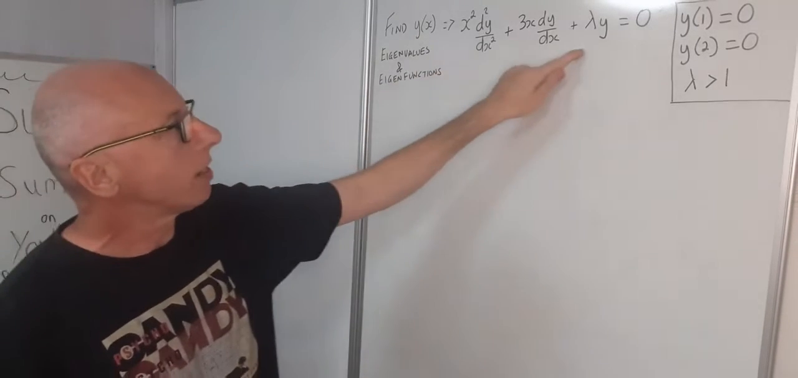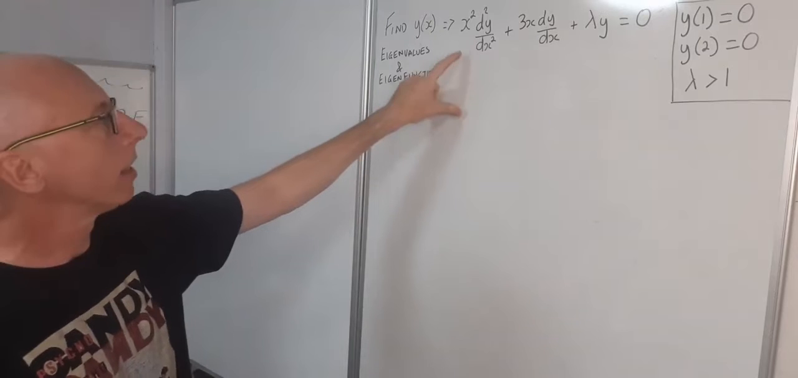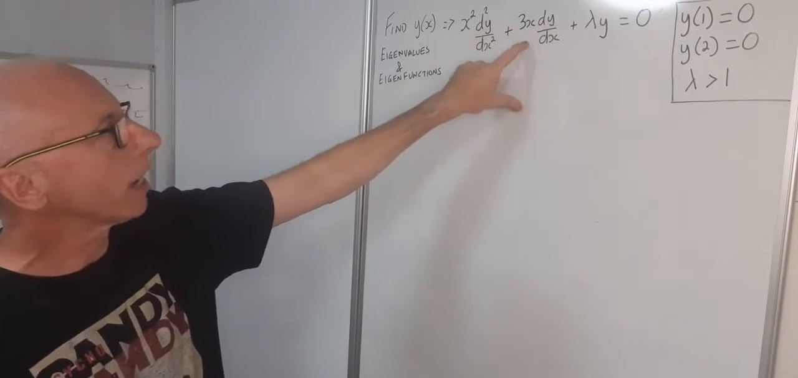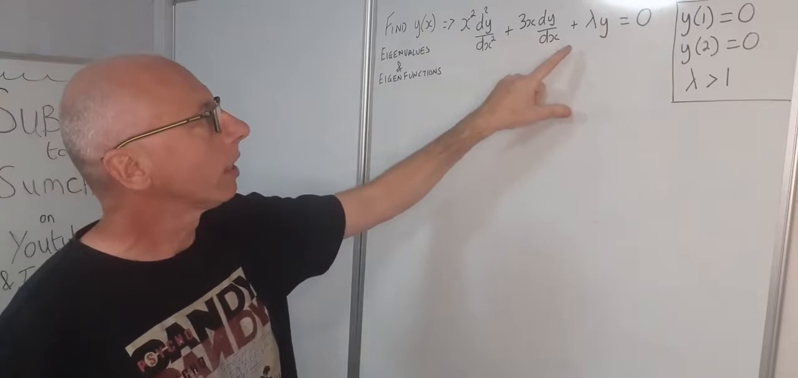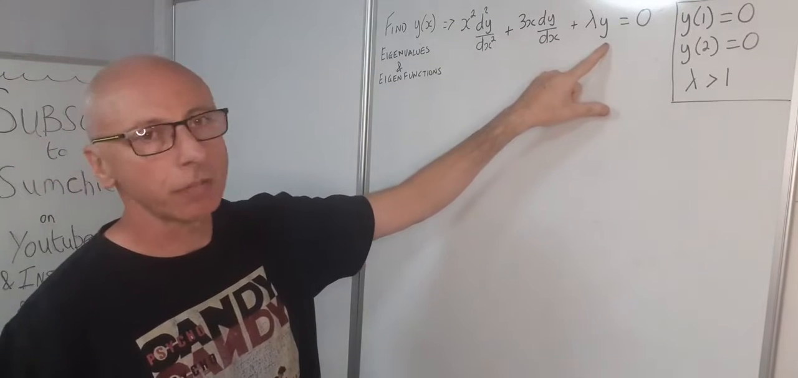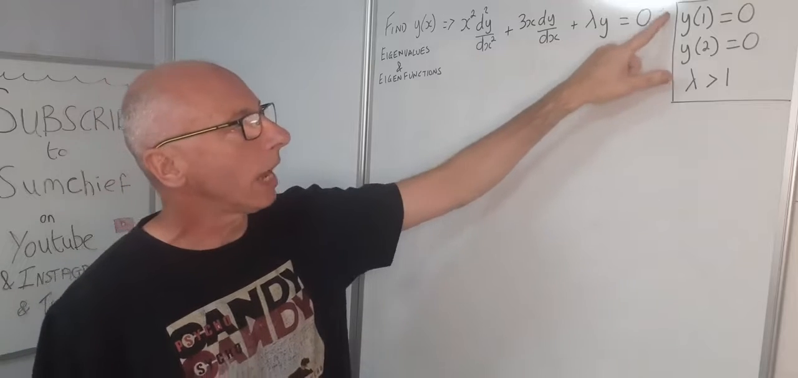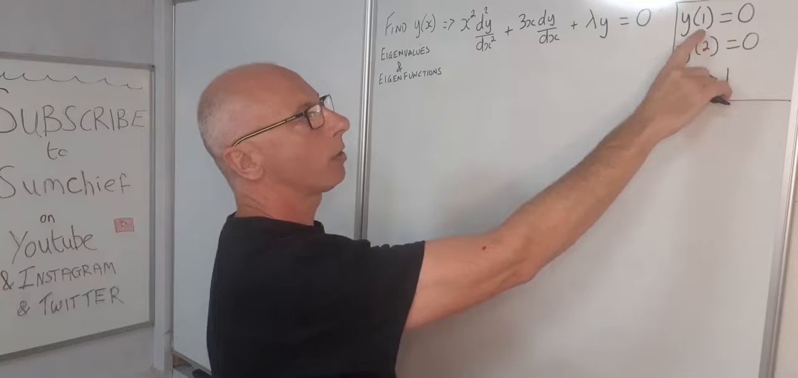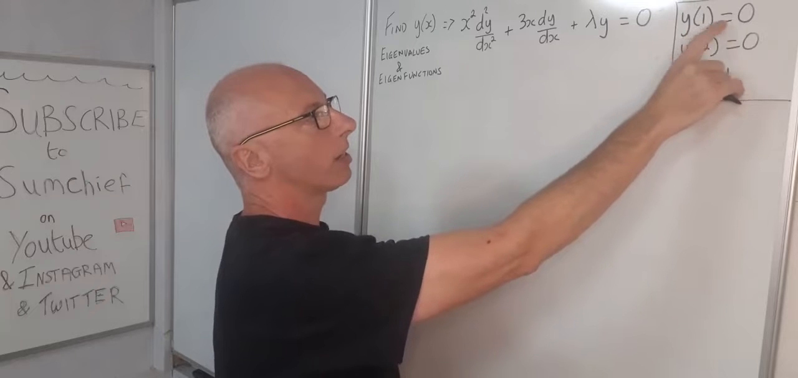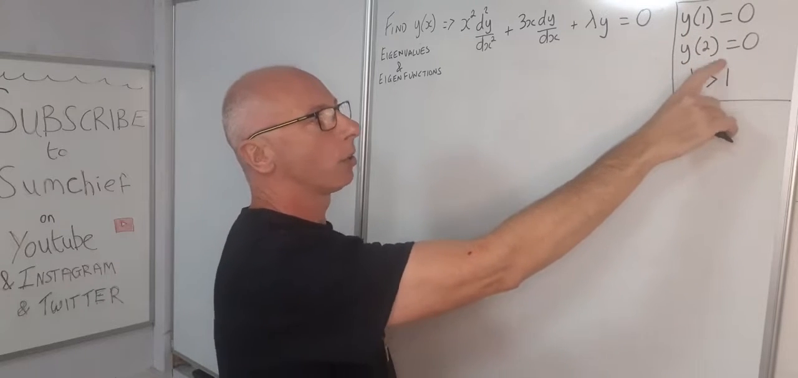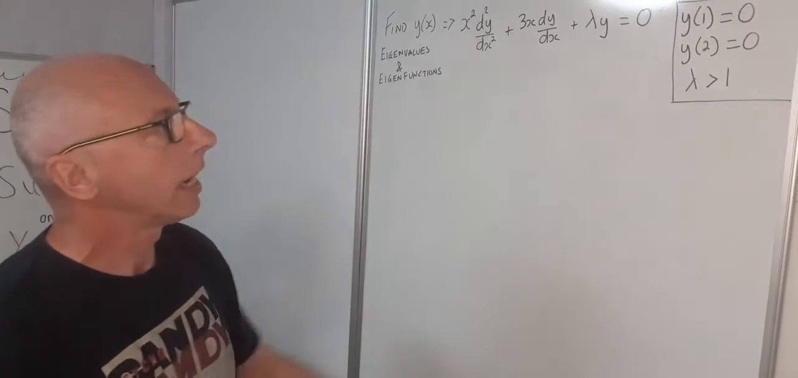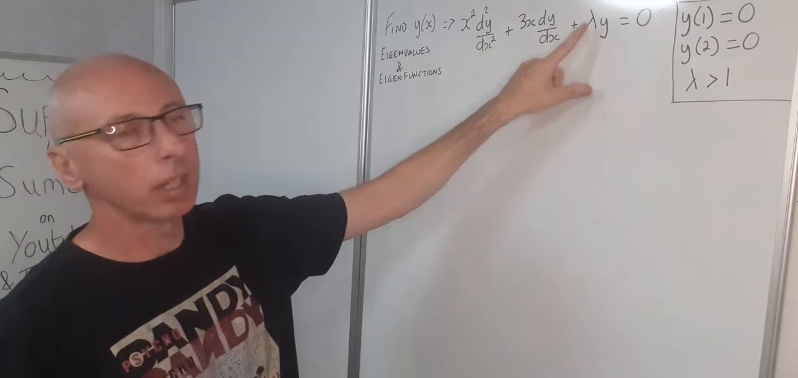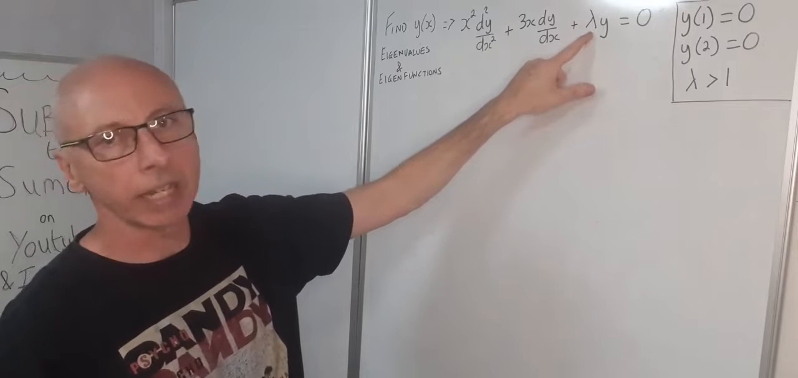Now our function is this one here. Looks a little bit intimidating. We've got x squared times the second derivative of y, 3x times the first derivative of y, and a lambda times the function of y equaling 0, and we've got these three conditions. So y of 1 equals 0, so when x is 1, y of x is 0, and when x is 2, y of x is also 0. And then the final condition here, lambda is greater than 1. So this lambda we know is a positive value and it's greater than 1.